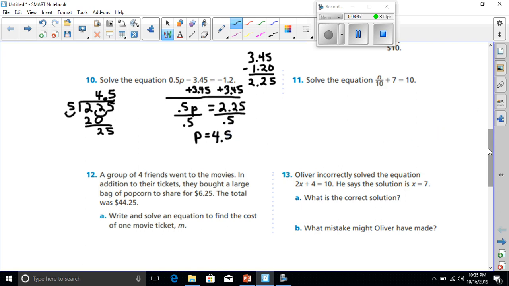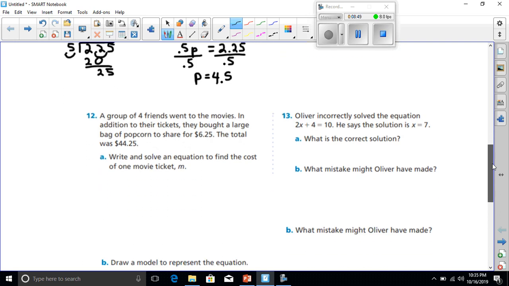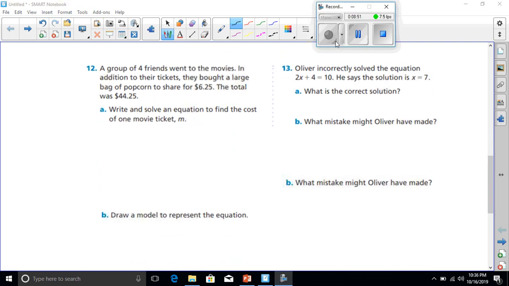All right, let's move on to number 12 now. Well, it says here in number 12 that a group of 4 friends went to the movies. In addition to their tickets, they bought a large bag of popcorn to share for $6.25. The total that they spent at the movie was $44.25. First, they wanted us to write and solve an equation to find the cost of one movie ticket, which we want to call M.